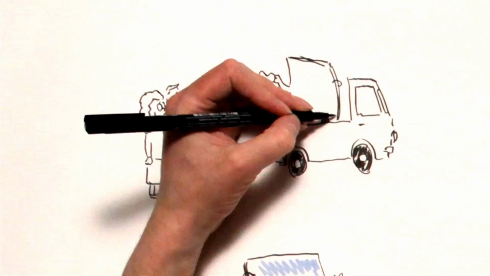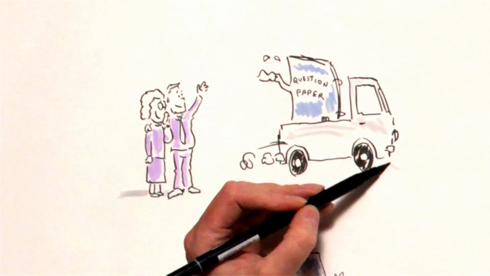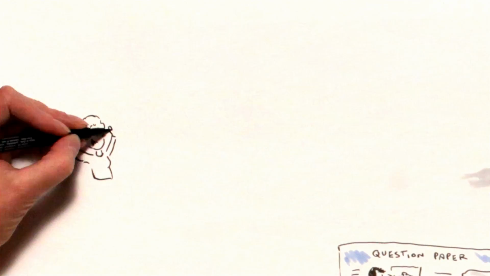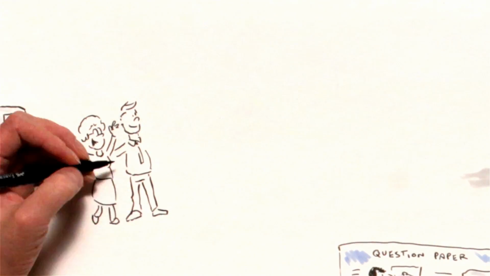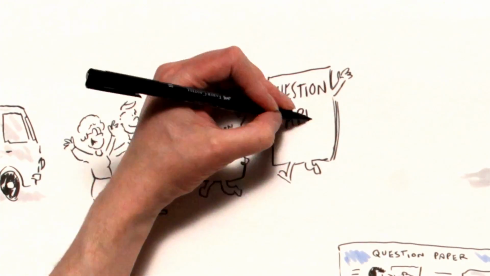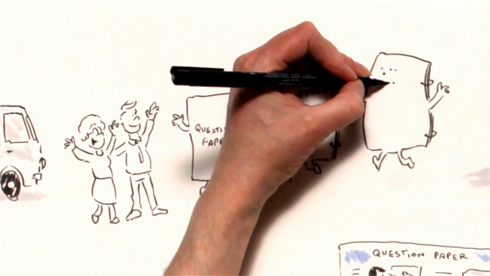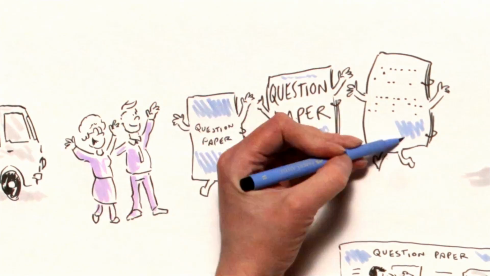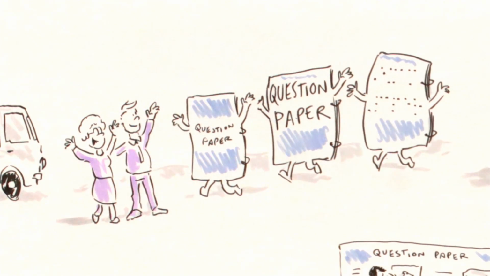When we get the printed papers back, we do one last check. But that's not quite the end of the process. The question paper now goes back to the specialist team who produce all the different versions of the paper, including large print and braille, which make it accessible to visually impaired students.